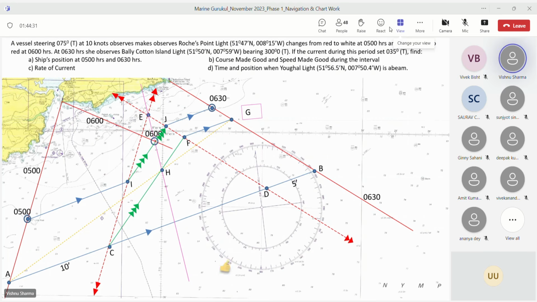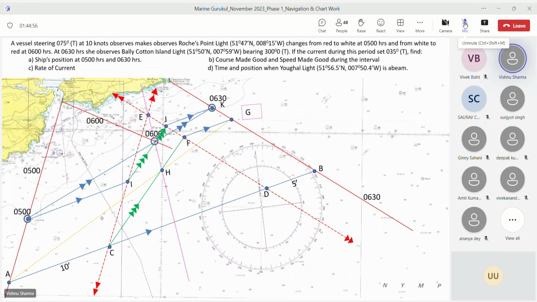Guys, if I join the 5 o'clock and 6:30 position, what will I get? 5 o'clock fix to 6:30 fix, what will I get? CMG. And should that pass through 6 o'clock also? Yes or no? Yes, sir. All these 3 fixes will be in a straight line. This will be your CMG.